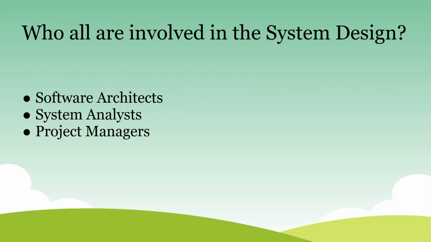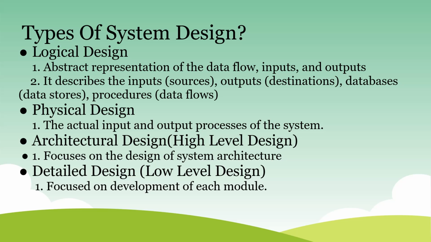Who all are involved in the system design? System design is usually done by a team of software architects, system analysts, or project managers. What are the different types of system design? Different types of system design include logical design, physical design, architectural design or high-level design, and low-level design.